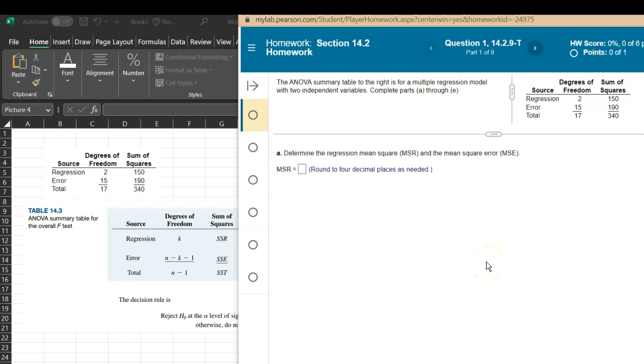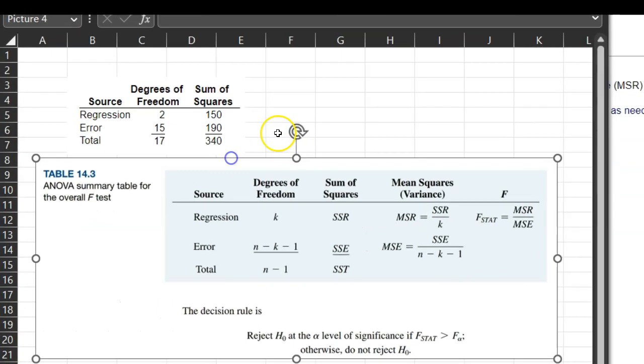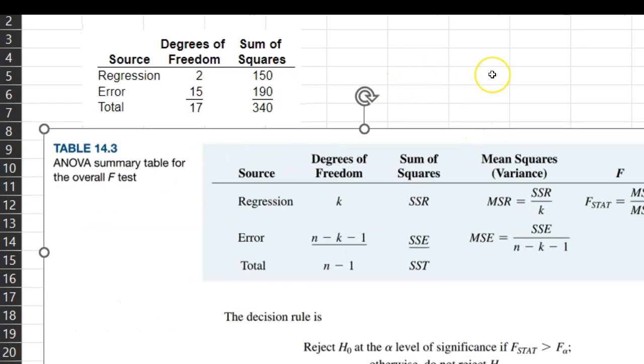In question 1, we are provided with an ANOVA summary table that comes with multiple regression modeling or data analysis, and we want to figure out the MSR, which is the mean square regression, out of this table. I just want to bring your attention to this table in your book.